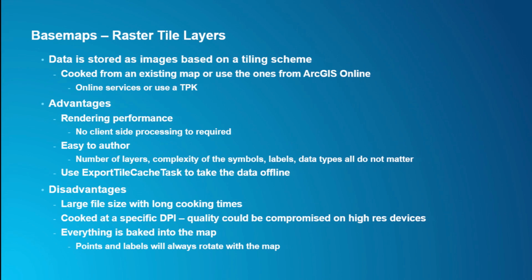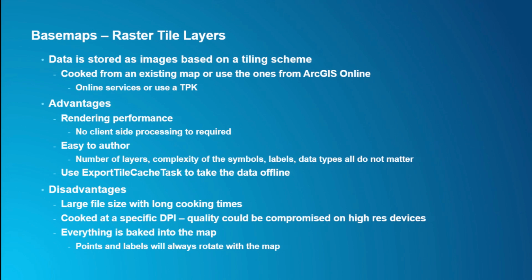So let's talk about raster tile layers. Raster tile layers are just data stored as images in a tile format with LODs, right? You can cook them yourself from existing maps really easily, or you could use the ones we provide on ArcGIS Online. What's cool about raster tiles is you can put them in a TPK, and then you could deploy them locally on a device and use that device disconnected.